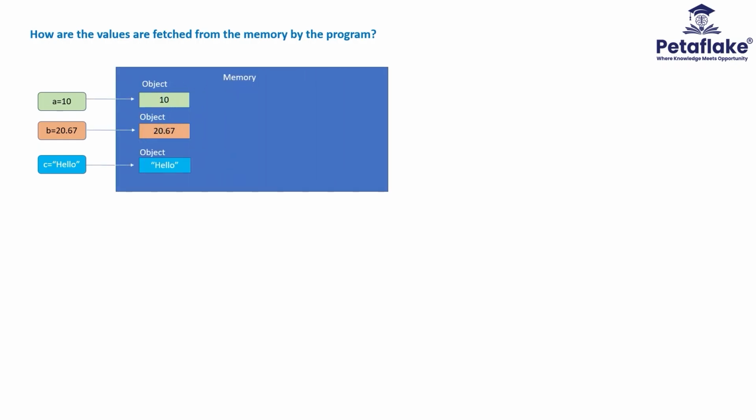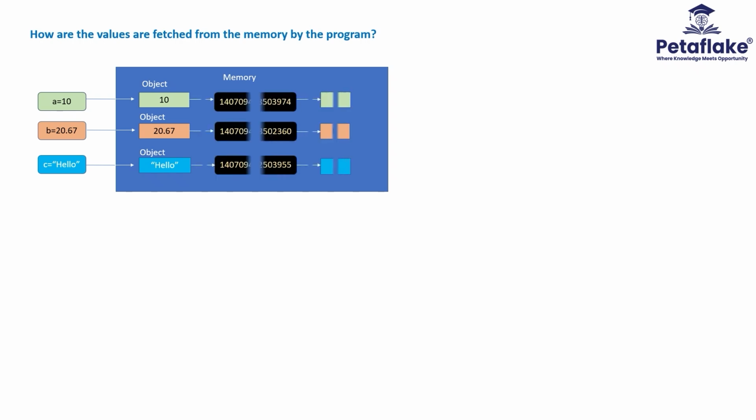As of now, we have understood how Python stores the values in the memory for the variables. Now we will understand how Python gets the values stored in the memory for the variables. Let's assume that we have created 3 variables: a equal to 10, b equal to 20.67, c equal to hello. We have already learned the process of storing a value for the variable in the memory. First, an object will be created for each variable based on the type of value provided to the variable, and the value is stored in the respective object. The memory address of the object, or the object ID, is stored again in the memory using the variable name.